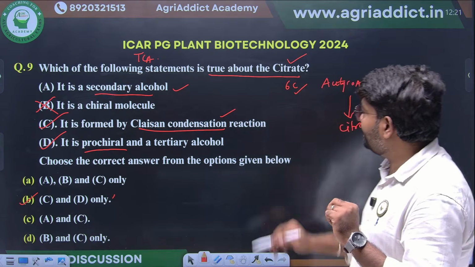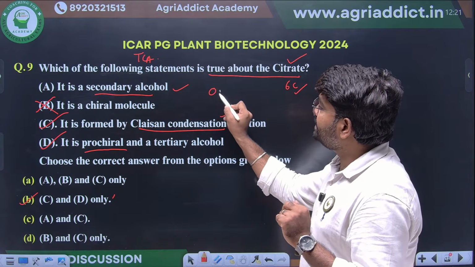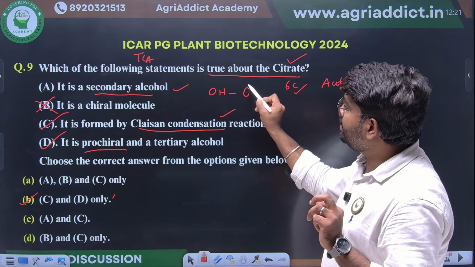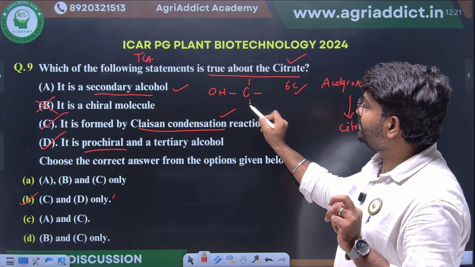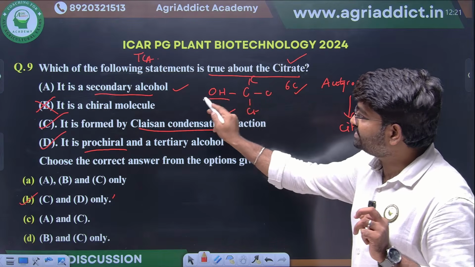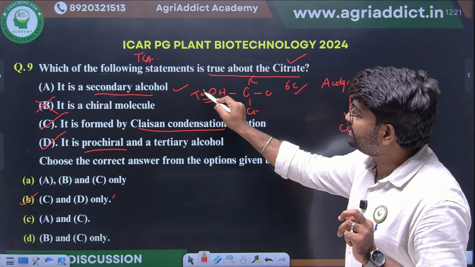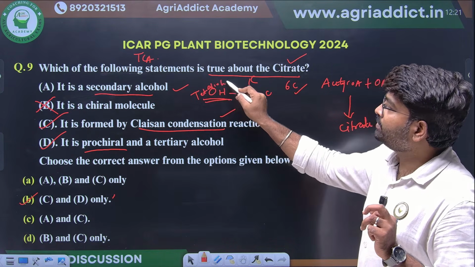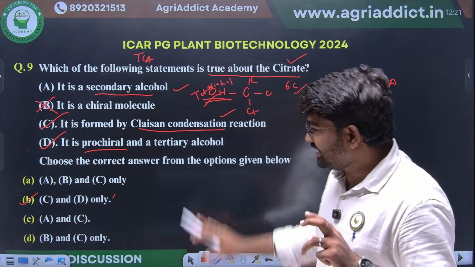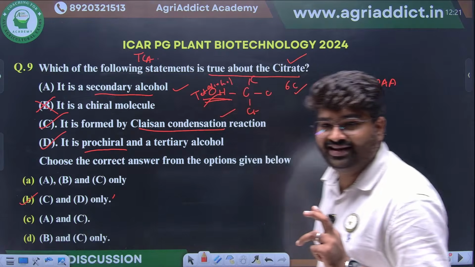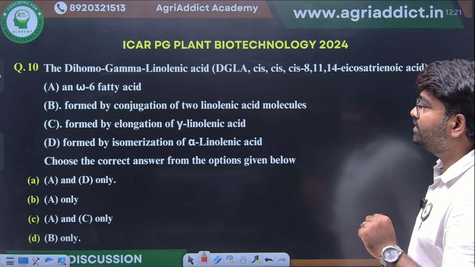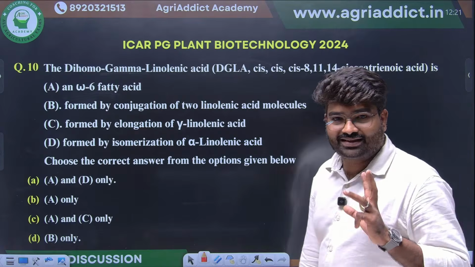You see here, if you see the hydroxy group attached in the citrate molecule, it will be bonded to a carbon atom that is bonded to 3 different carbon atoms. Clear? That's why we are saying this is a tertiary alcohol. It's not a secondary alcohol. So the right option for this is C and D only. Yes, they have answered the correct option only. B is the right option.